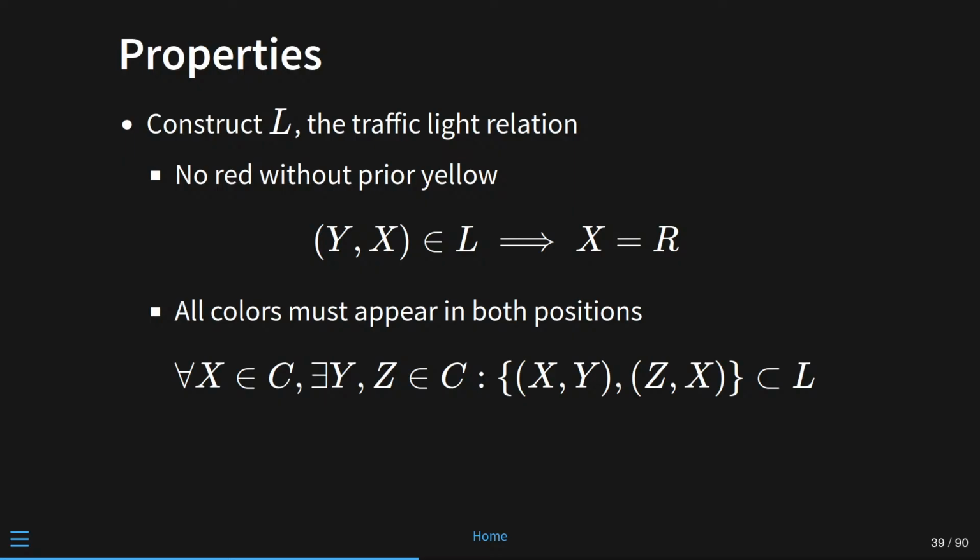Okay. So we're going to construct L, the traffic light relation. I think the most important thing, and I gave the example of the atomic transition from green to red, that's bad. So I think what we want is no red without prior yellow, which means that for all of the pairs in L, if we have yellow first and some value second, it must be the case that the second value is equal to red. Okay? And then we also have all colors must appear in both positions, so we must be able to continue to have a progress mechanism.